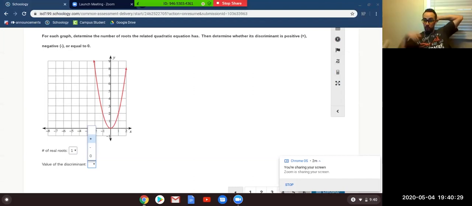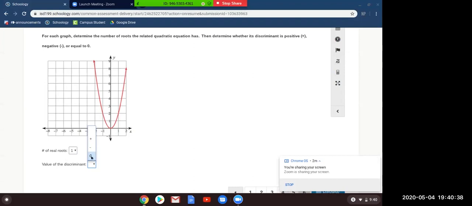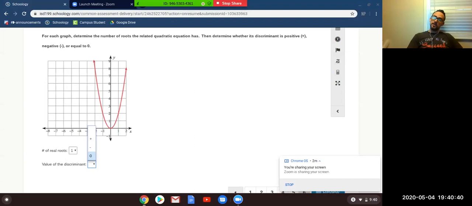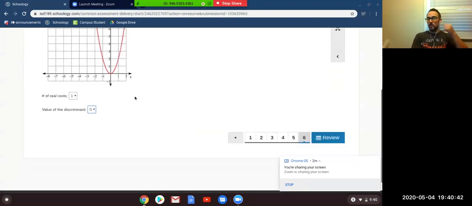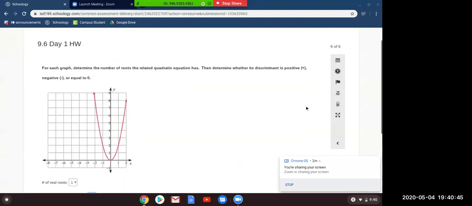You're right, 1 solution. So what do you think the value of the discriminant is? 0, because it's the last remaining option. Yeah, exactly. The discriminant is 0 when there's 1 solution. Okay, I think I got this down.